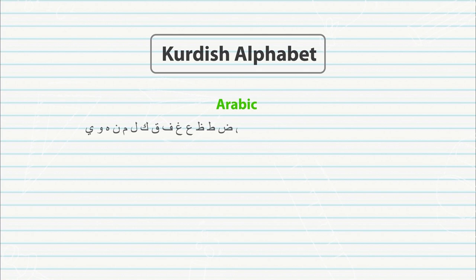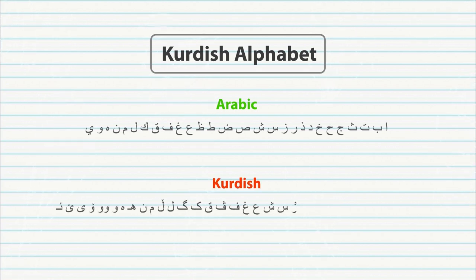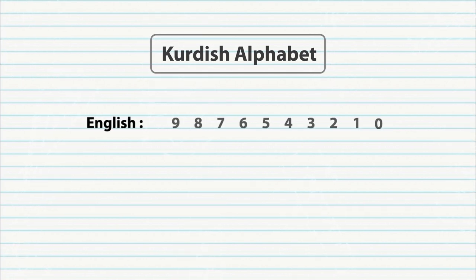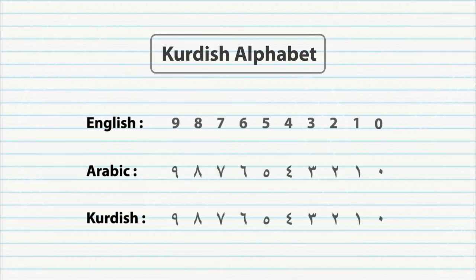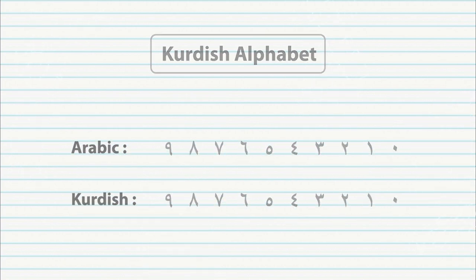Kurdish uses an Arabic-based script, but the Kurdish script has a few more letters that are not available in Arabic. Kurdish uses the Arabic numbers, and unlike Persian where some numbers were different, Kurdish and Arabic numbers are identical.